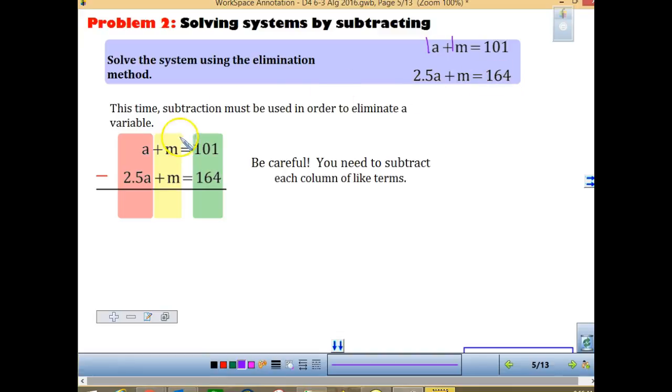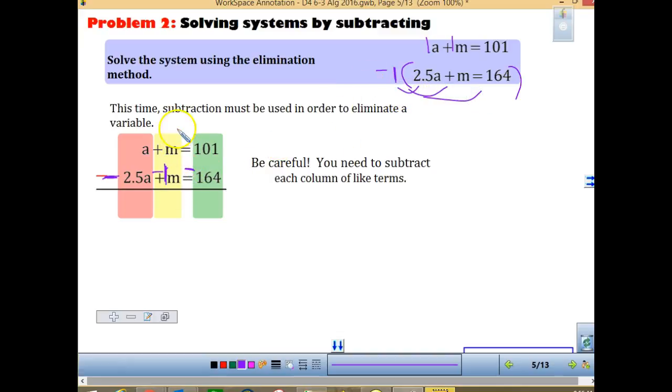Now, they talk about subtract. I will tell you subtracting is the same as doing what with this whole equation? Multiplying everything, adding the opposite. So we're going to think of multiplying everything here by a negative 1. If you multiply everything by a negative 1, that leaves us with negative 2.5a, negative 1m, and negative 164. We're taking everything times negative 1.